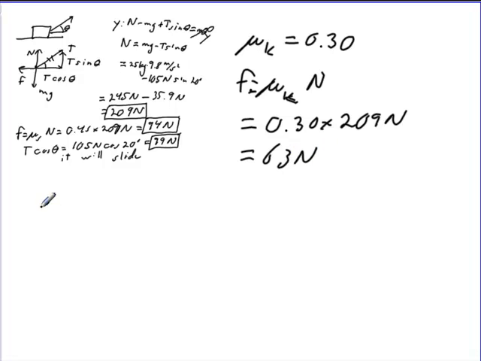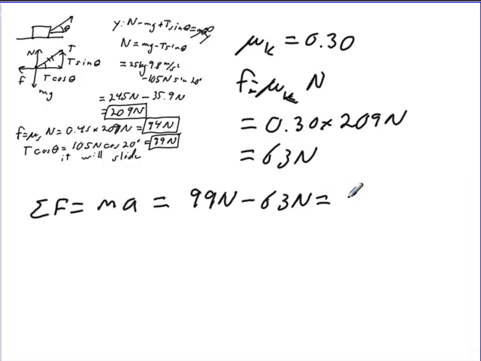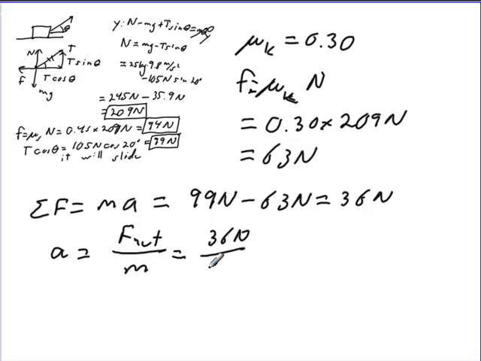To find the acceleration, I know that the sum of the forces is equal to ma. The sum of the forces is the 99 newtons to the right from the tension, from the horizontal component of the tension, minus the 63 newtons to the left from the kinetic friction. That's going to leave me with 36 newtons. And the acceleration is then the net force divided by the mass, 36 newtons divided by 25 kilograms. A newton is a kilogram meter per second squared.